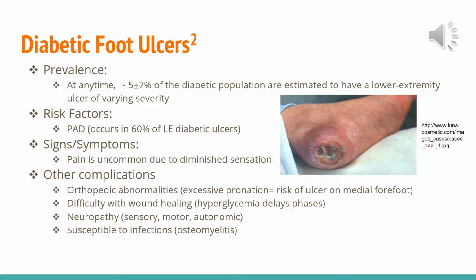Other complications that go along with the diabetic foot ulcers include orthopedic abnormalities, an example of that is excessive pronation that can lead to a risk of an ulcer on the medial forefoot, as well as difficulty with wound healing, neuropathy, and they can also be susceptible to infections such as osteomyelitis.